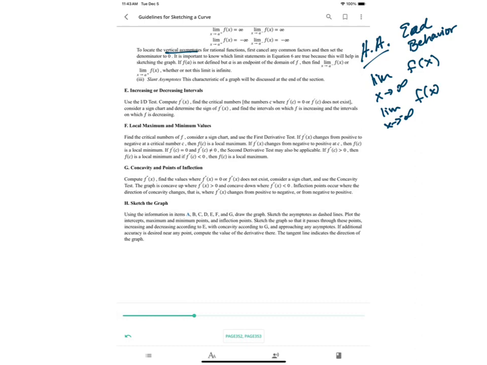Okay, slant asymptotes we don't do in this class. Slant asymptotes, those are oblique asymptotes. Those are pretty cool. We talked a lot about them in pre-cal, but they're not tested in calculus for us.